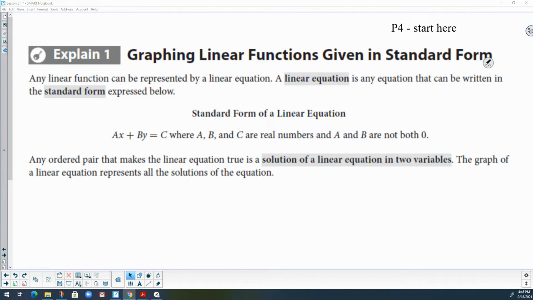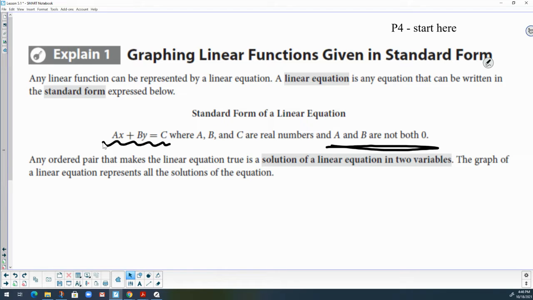So I know that standard form is when I have the x and the y on the same side. So ax plus by on the same side equals c. And I know that A and B cannot both be 0. One of them can be 0, but not both of them.